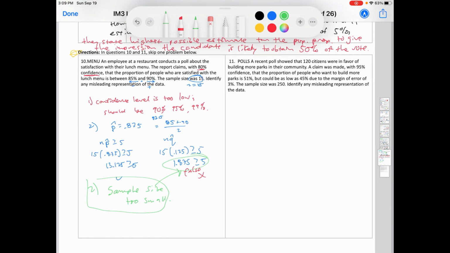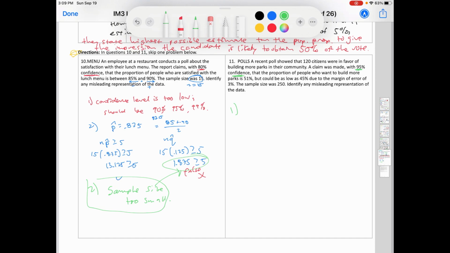All right, question number 11. A recent poll showed that 120 citizens were in favor of building more parks in the community. The claim was made with 95% confidence. So that's okay, right? 95% is one of our numbers. That the proportion of people who want to build more parks is 51%, but could be as low as 45% due to the margin of error of 3%. The sample size was 250. Identify any misleading representations.